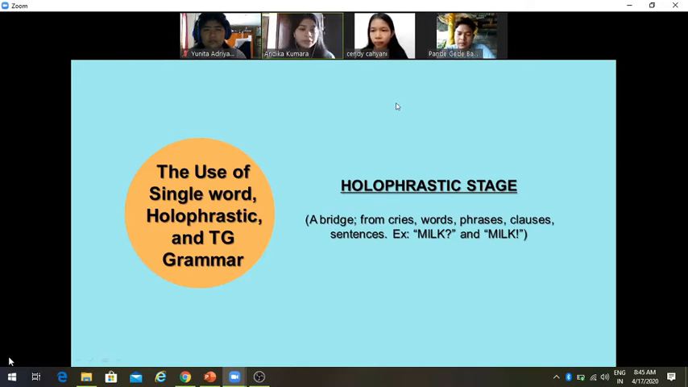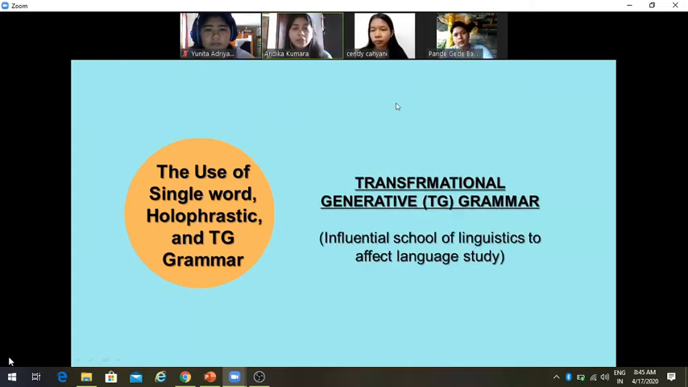From the beginning, infants are nurtured in a world where communication evolves through intimate social interaction. The development of grammar has been studied and it can be related to the transformational generative, or TG, grammar. TG grammar is the most influential school of linguistics to affect language study, and it has always been involved most centrally with the study of sentences.